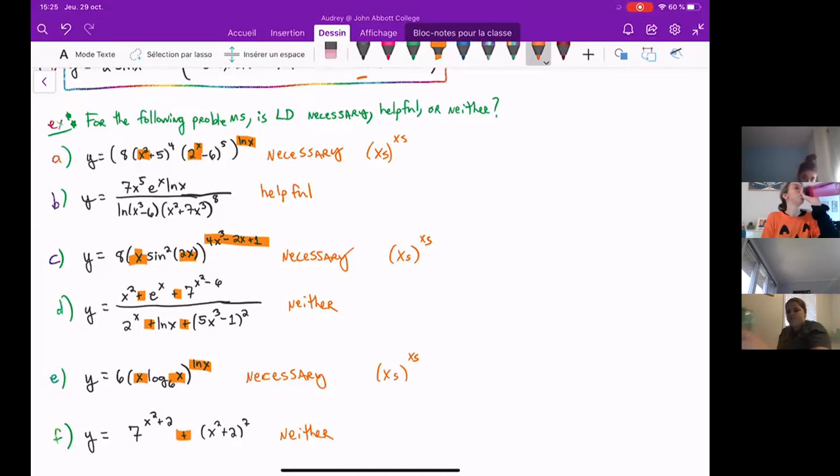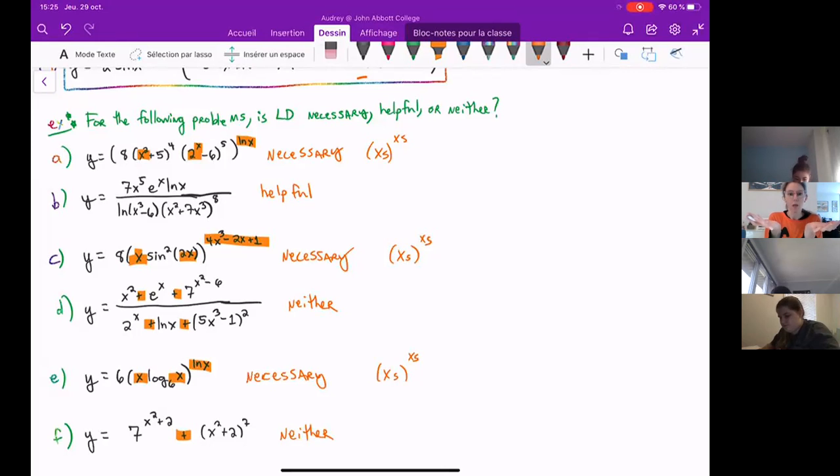Yeah, you mind just re-explaining why B is helpful? So B is helpful because there's no place where I have an x to a power of an x, first of all. If we look at the first x, it's x to the power of 5. 5 is a number. The second x, it's e to the power of x. Well, e is a number. So then we have ln x. We never have x's to the power of x's. So in that case, it's definitely not necessary, which leaves either helpful or neither. So far so good in terms of that?